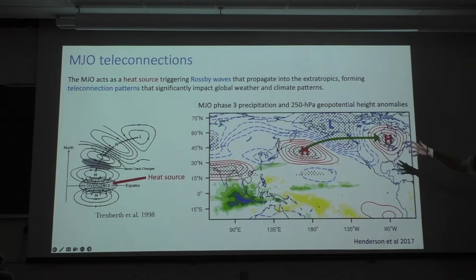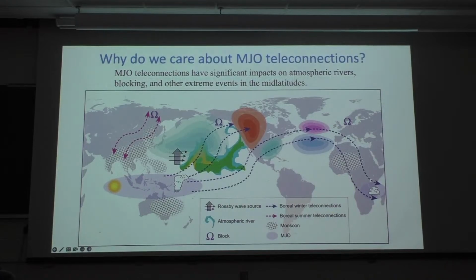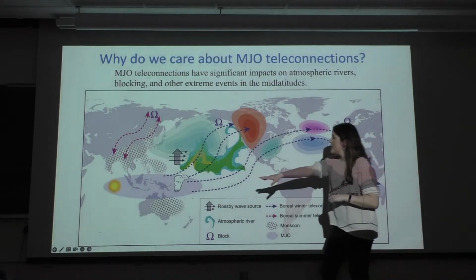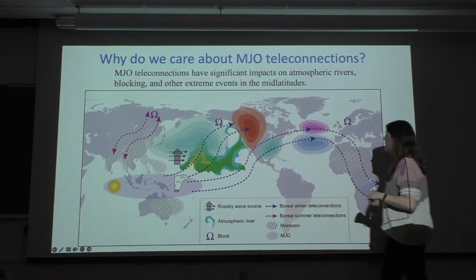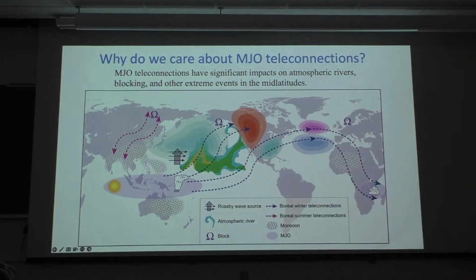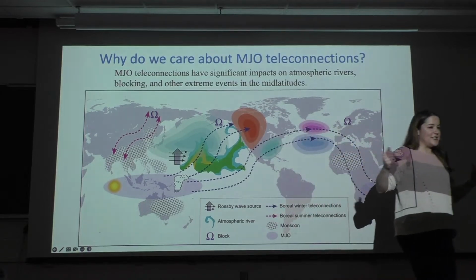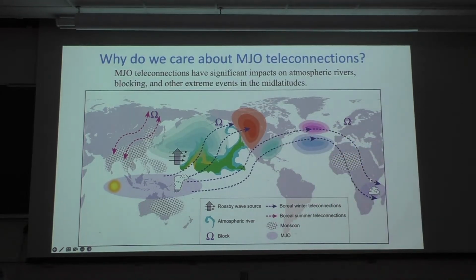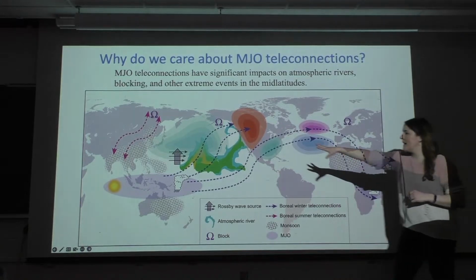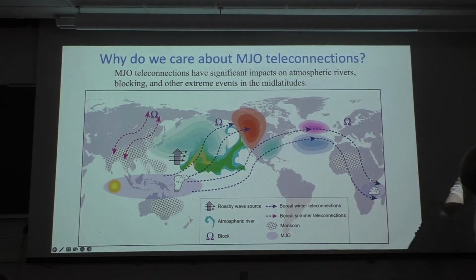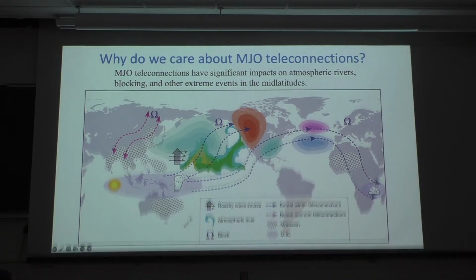Each MJO phase lasts about 5 days, so this is giving us weekly predictability. Why is this important? These teleconnection patterns have a lot of impacts. For example, MJO teleconnections are known to impact blocking patterns. Everywhere you see a little omega symbol, it's showing where blocking patterns are impacted. It impacts atmospheric rivers, which is really important for precipitation. It impacts monsoons and hurricanes. It has many global impacts, making teleconnections really important to understand.